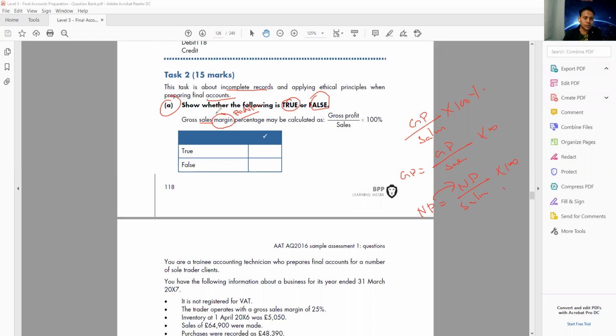So the question will tell you margin. Margin means the profit. For example, if I tell you your profit is 10 and your sales is 100, what is the profit percentage? We can do it easily. 10 will be on the top, 100 on the bottom, so that gives me 10%. That's a very simple calculation. So for gross sale margin, the formula is gross profit divided by sales, and this is true. Of course, this is true.